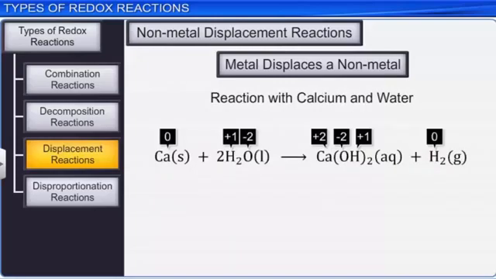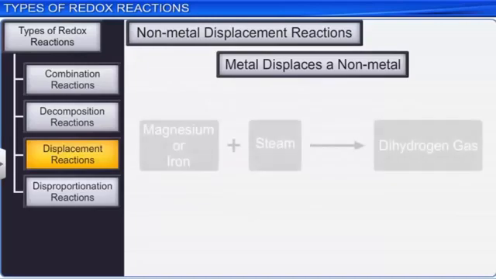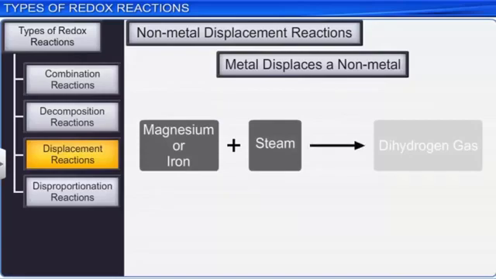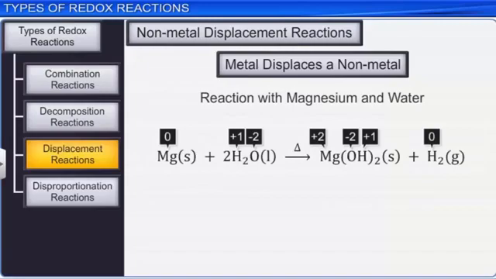Similarly, calcium, an alkaline earth metal, reacts with cold water to displace hydrogen. Less reactive metals like magnesium and iron react with steam to produce dihydrogen gas. For example, magnesium reacts with steam to produce magnesium hydroxide and hydrogen gas.